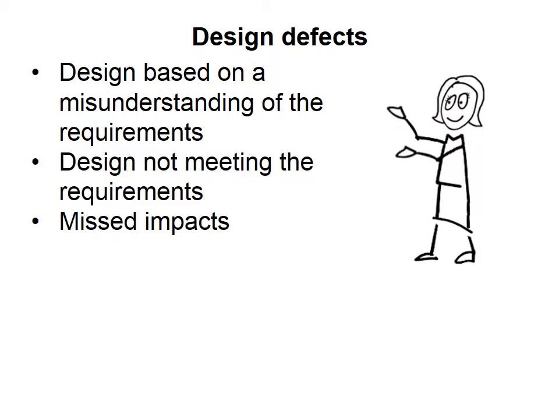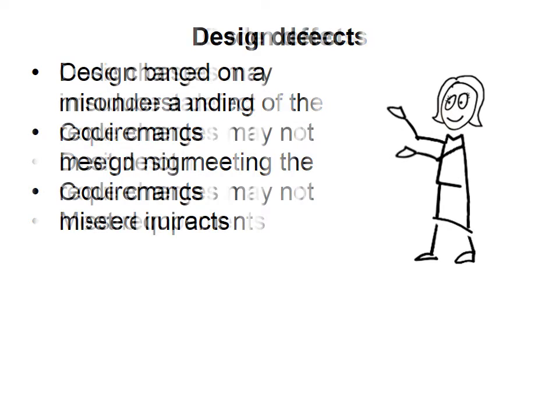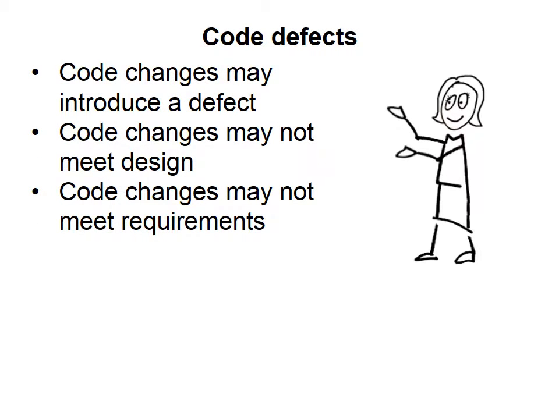What are some examples of design defects? The design could be based on a misunderstanding of how the customer expects the product to work. The design may not fully cover the requirements. Finally, the design may not identify impacts to the feature or downstream processes. What are some examples of code defects? The new code changes may introduce a defect. Code changes may not fully meet the recommended design. Code changes may not fully meet their requirements.